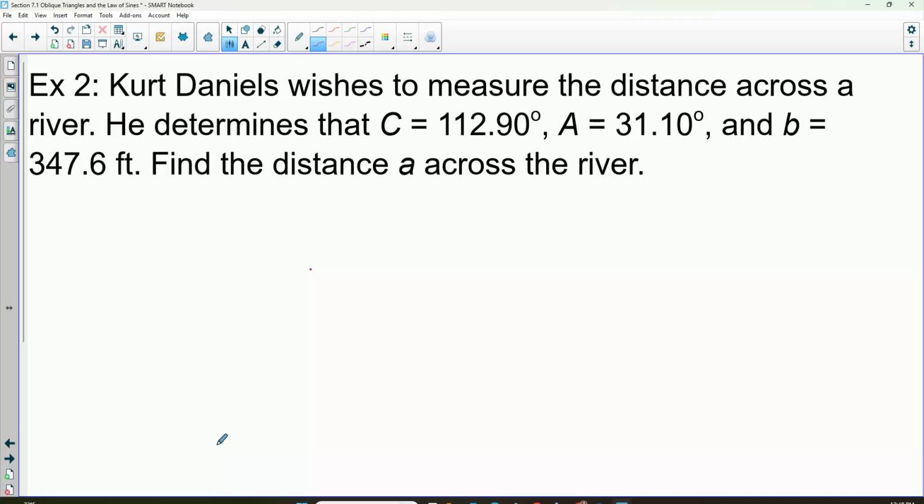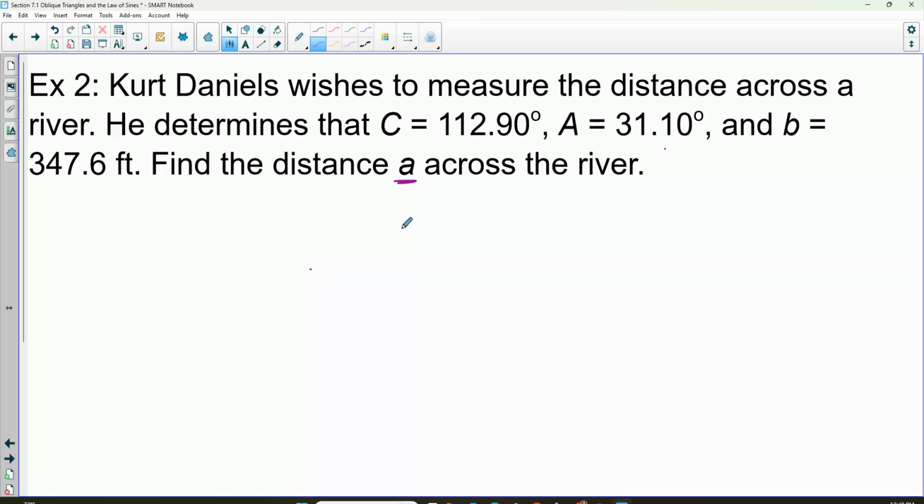So Kurt Daniels wishes to measure the distance across a river. He determines that angle C is 112.90 degrees, angle A is 31.10 degrees, and side B is 347.6. Find the distance A across the river.